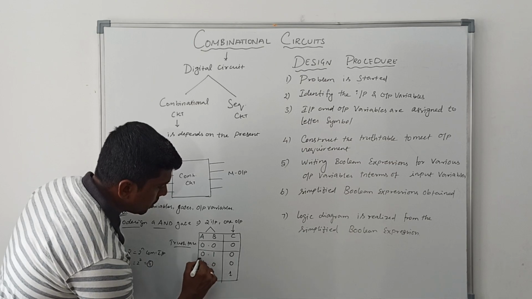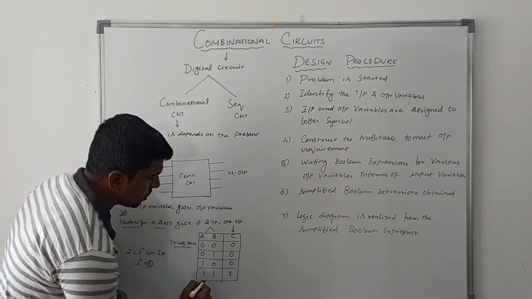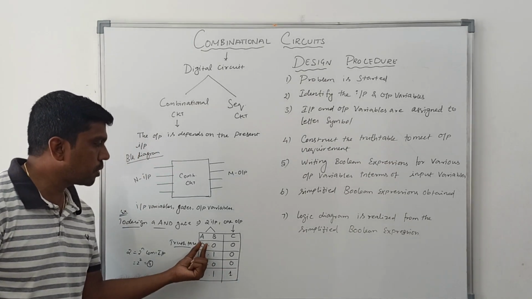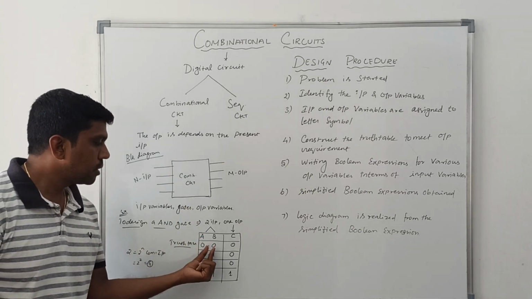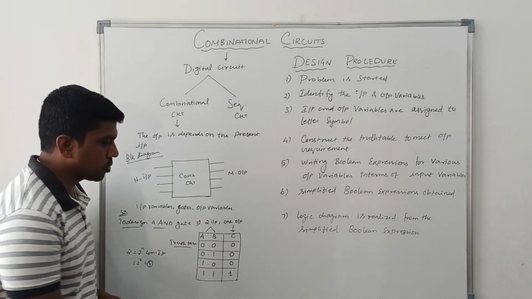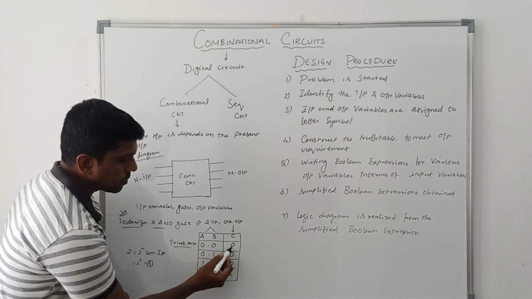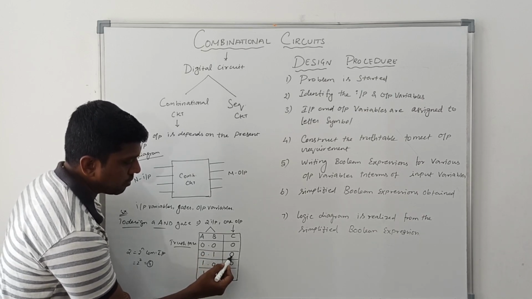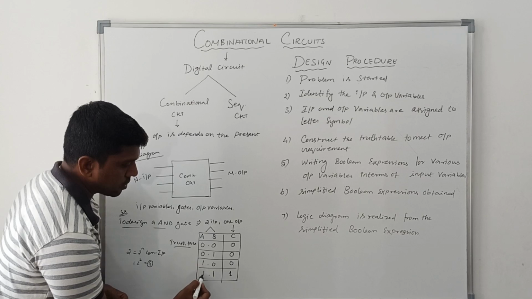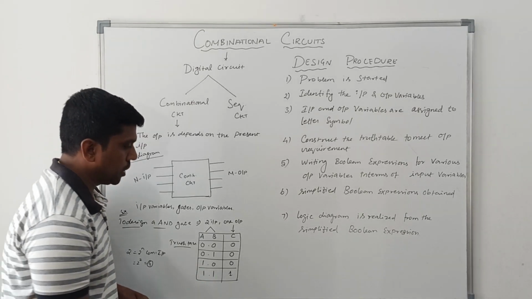In this truth table, we have 4 combinations of input. Each combination of input is applied to the AND gate and we check the output result. C value is 0 for 0 0, 0 for 0 1, 0 for 1 0, and for 1 1, C value is 1.